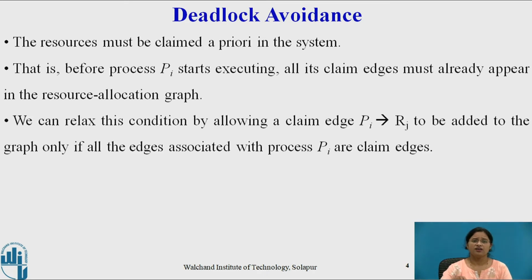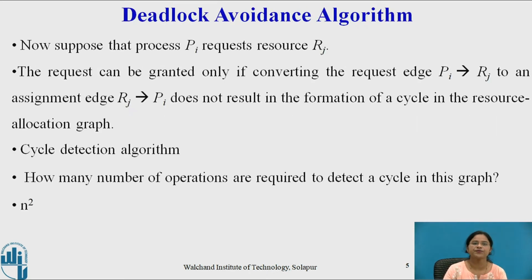So, here the claim edge Pi to Rj can be added to the graph if and only if all the edges associated with Pi are claim edges. Okay. So, the claim edge will be added if and only if all the edges are claim edges. Now, suppose process Pi requests resource Rj.